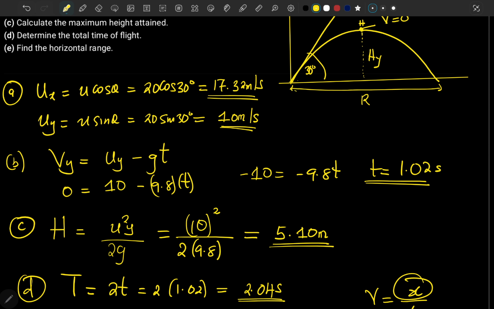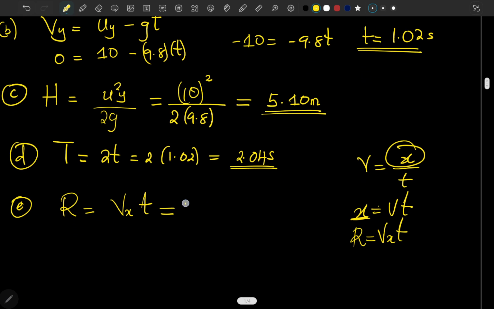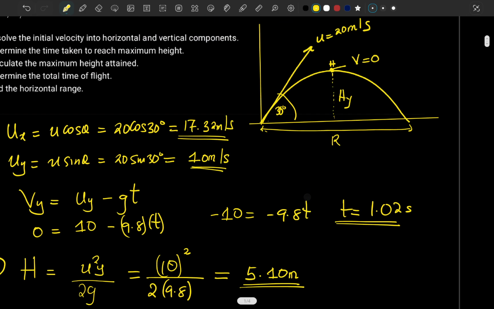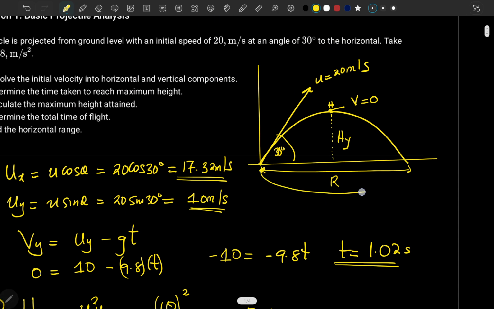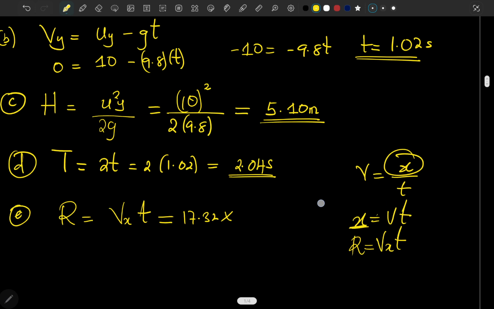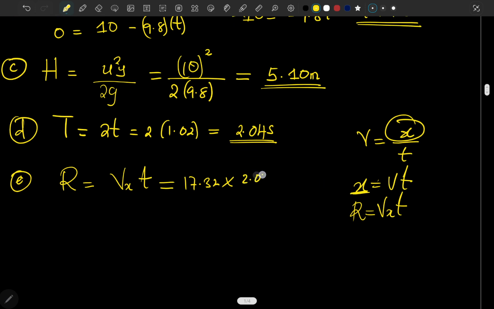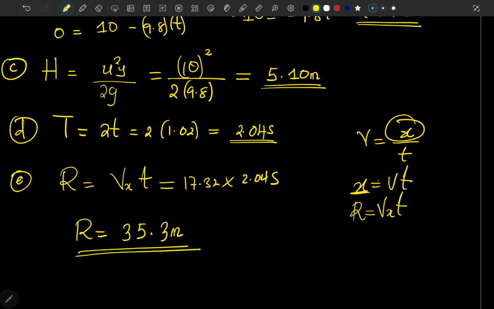So the horizontal velocity is 17.32. We multiply by the time. Which time are we going to use? The time taken or the time to reach the maximum height? Since the range is from here to here, we are going to take the time of flight, which is 2.04 seconds. And of course, our range will be 35.3 meters. And just like that, you are done.